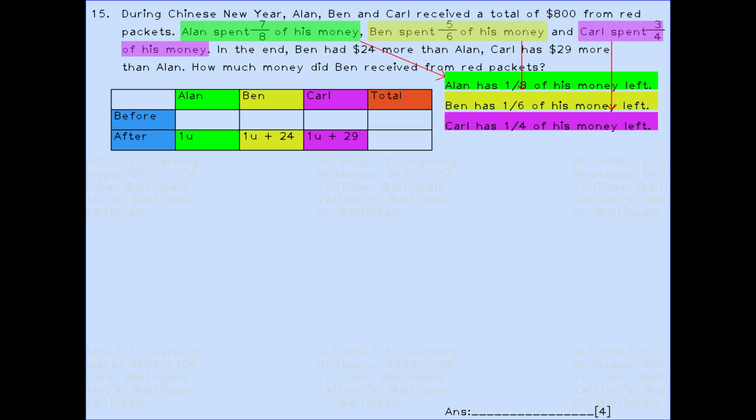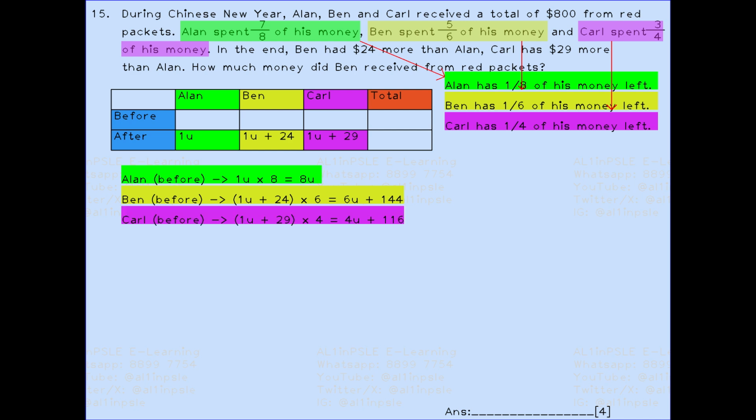Back to our question. We now need to know how much each of the boys had at first. For Alan, since he is left with 1/8 of his money, we can multiply 1 unit by 8 to know that he had 8 units at first. For Ben, since he is left with 1/6 of his money, we will multiply 1 unit plus 24 by 6 to get 6 units plus 144. Remember to multiply both the unitary part and the numerical part by 6. Lastly, for Carl, since he is left with 1/4 of his money, we will multiply 1 unit plus 29 by 4 to get 4 units plus 116.